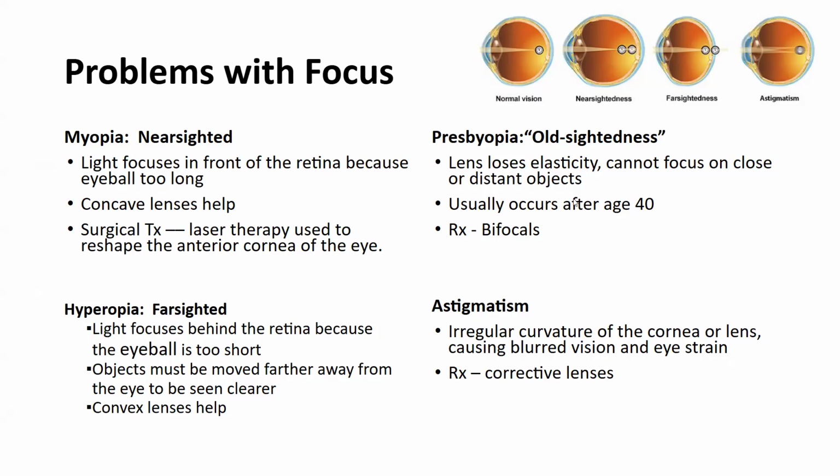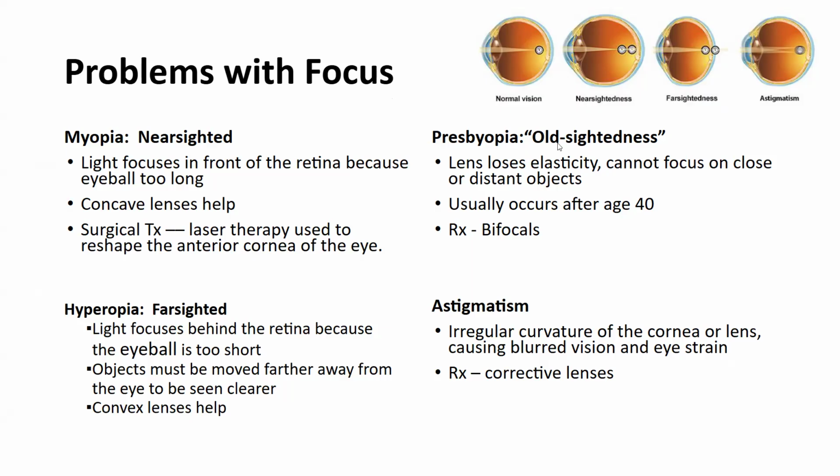And then we have our hyperopia or our farsightedness. This is going to be light focuses behind the retina because the eyeball is too short. Objects may be moved farther away from the eye to be seen clear. So here you can see where that eyeball is kind of squished. So these are for people who have to move, like say if you have a book at normal length, they're going to move it out when they're farsighted. Say if you have a book at normal length and you move it in, that means you're kind of nearsighted.